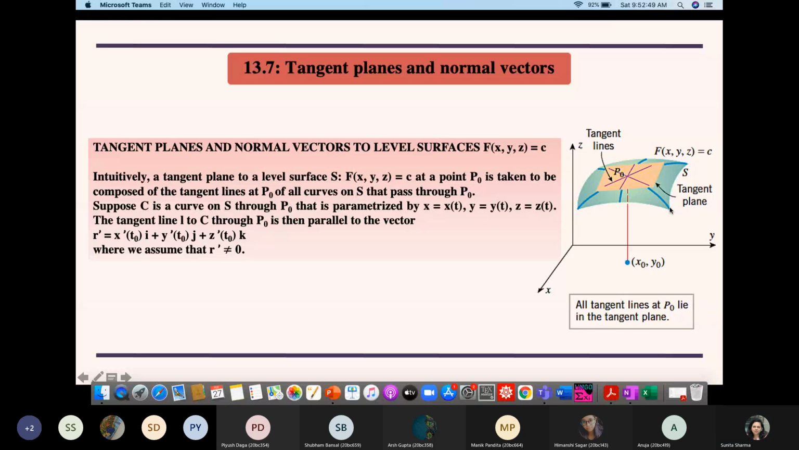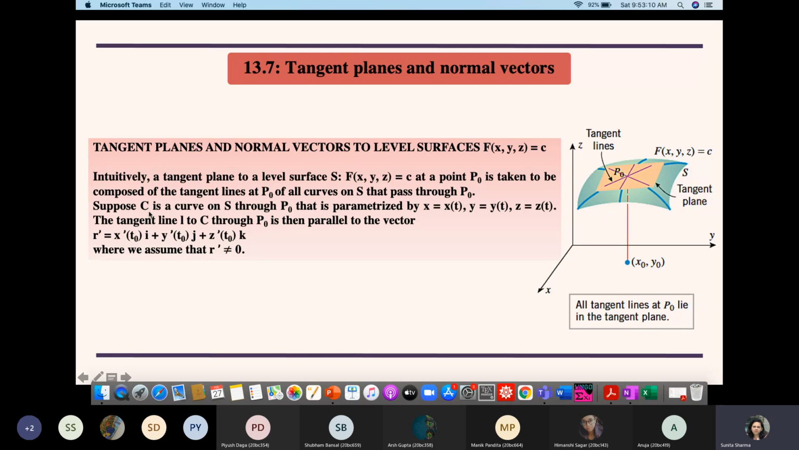We have infinitely many curves which pass through P naught and lie on the surface. Then at P naught, if we draw all the tangent lines to all those curves, then the plane that contains all those tangent lines would be called the tangent plane. And that is how we get the equation of the tangent plane also.